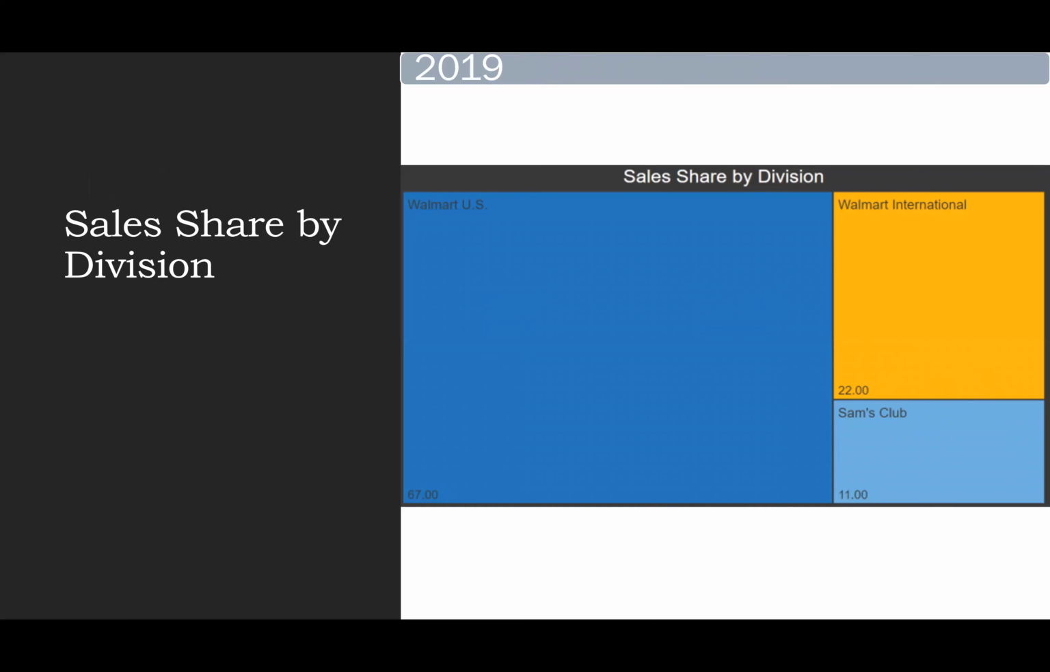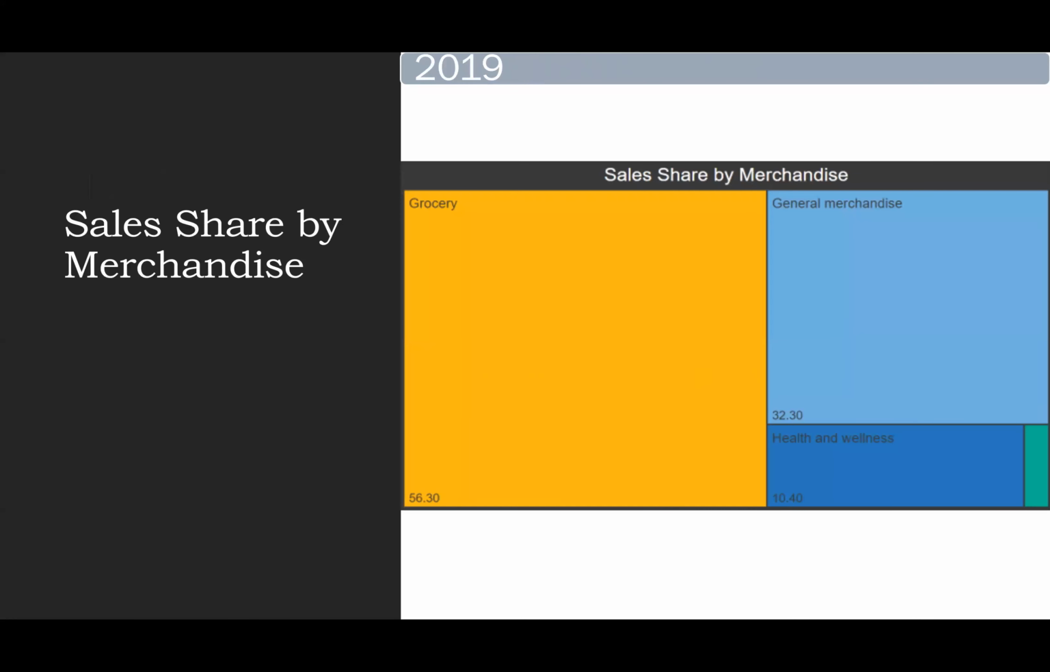Also, when we discuss the sales share by division, we see that US Walmart has 67%, while Walmart International has 22% and Sam's Club 11%. Groceries have a 56% sales share, which is more than one half of the sales accounted by Walmart, and then it's followed by general merchandise and health and wellness with 10%.